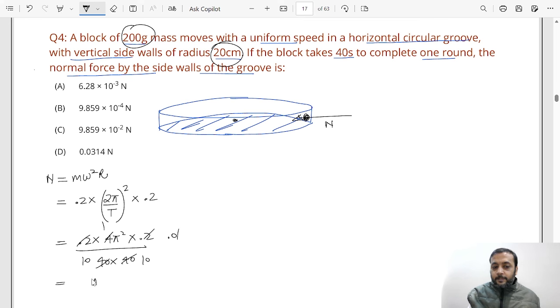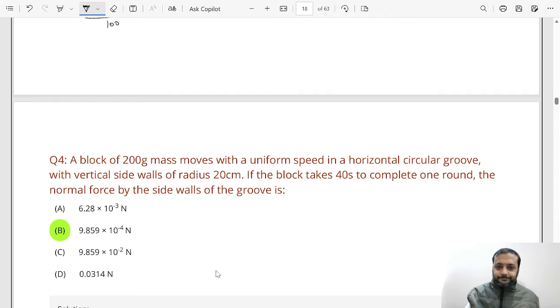So in the numerator you get pi square into 0.01 upon 10 into 10. That means 100, which means this is pi square into 10 to the power minus 4. Now obviously pi square will be nearly 9 point something something. So that means option B will be the correct answer for this question. I hope you would have understood. All right.